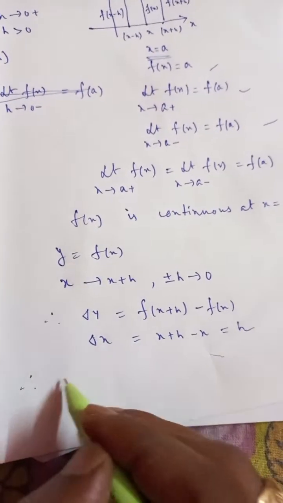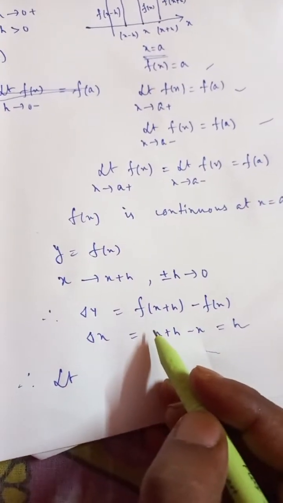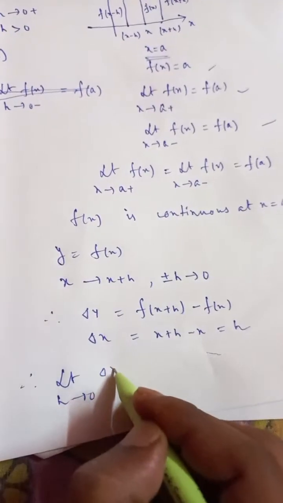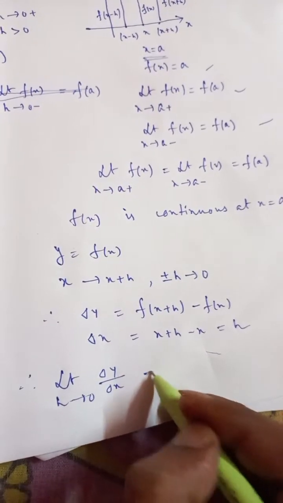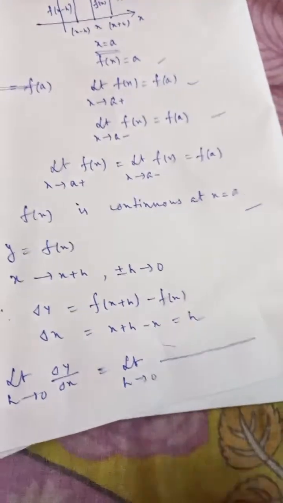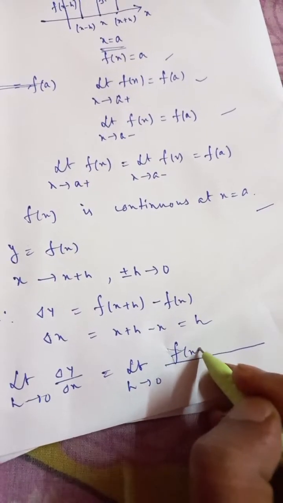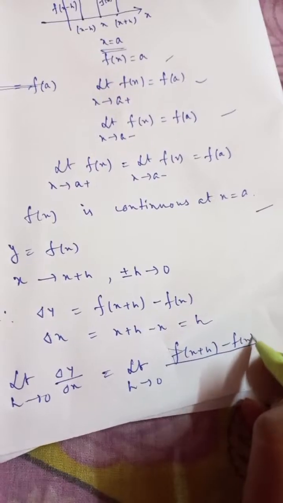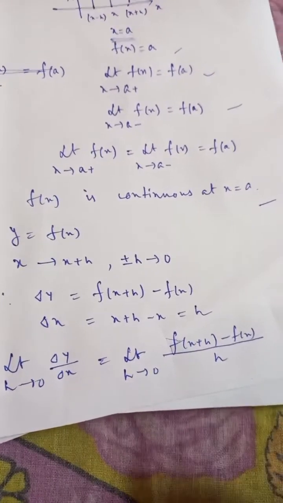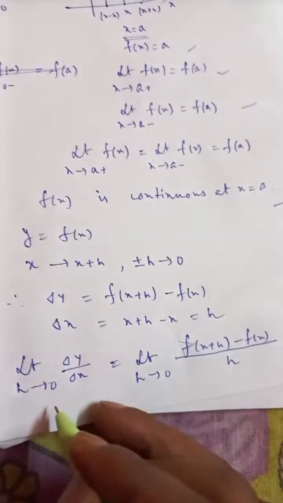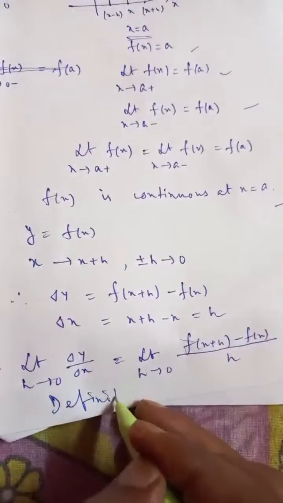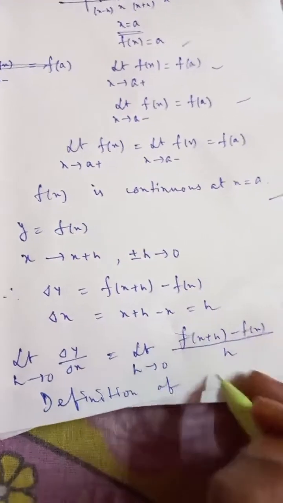So the limiting value is the definition of the differentiation. Limit h tends to 0 del y by del x is equal to limit h tends to 0 of f(x plus h) minus f(x) by h. This is the definition of differentiation.